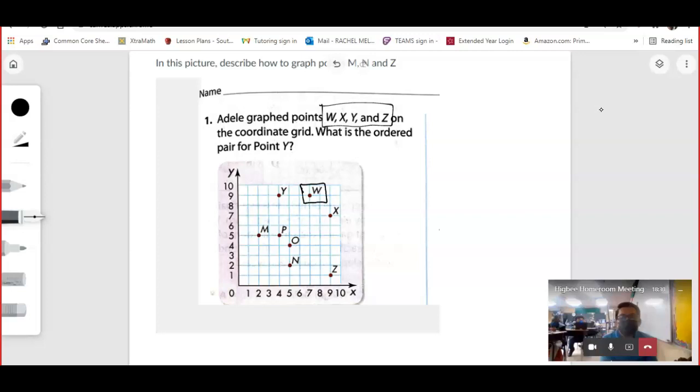Okay? Brandon, go ahead. Tell us how we would graph that. Remember, we always say starting at the origin. You start at the origin and you move over on the x-axis 7 places, and then you move up on the y-axis 9 places. Okay, except that you did say over on the y-axis. I think you meant the x-axis, right? Yeah, I messed up. Okay, that's okay.